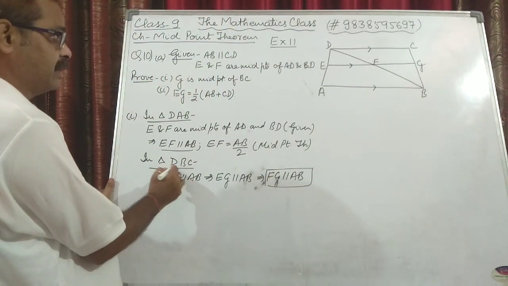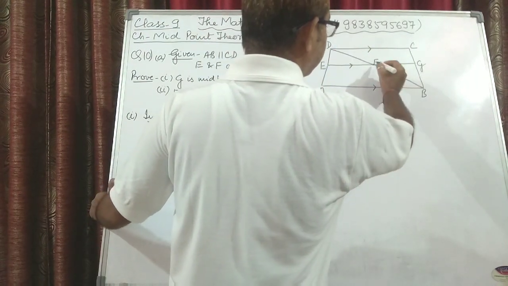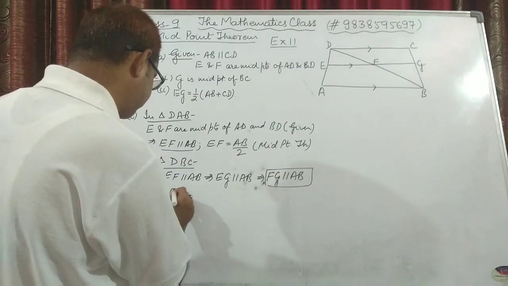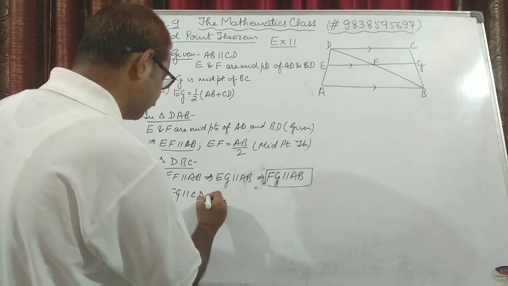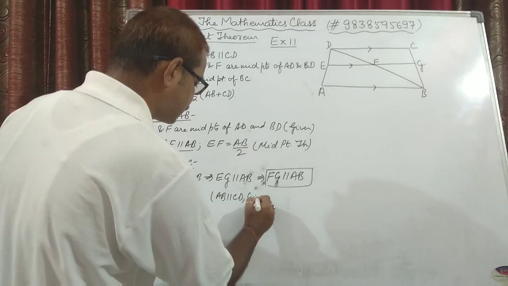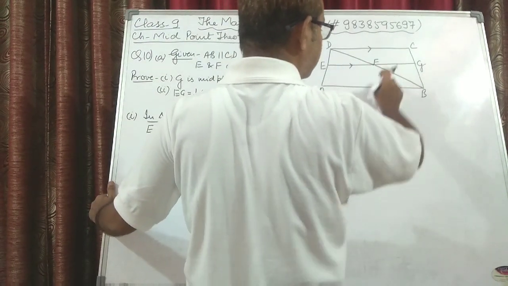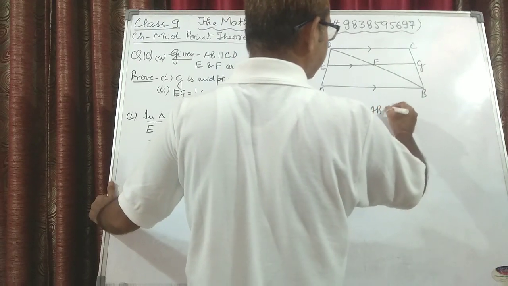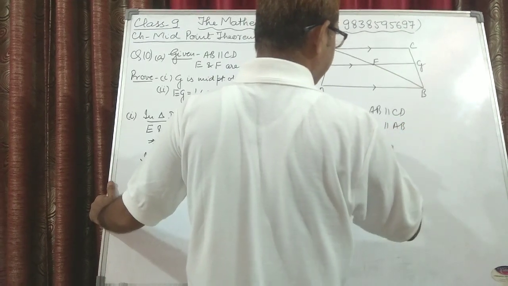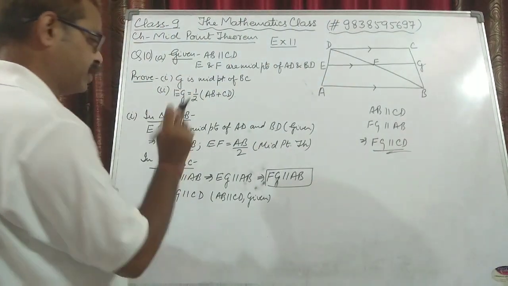Now if we consider triangle DBC, F is the midpoint of one side and FG is parallel to the third side. We can say that FG is parallel to CD. Why? Because AB and CD are parallel, and that is given. If AB is parallel to CD and FG is parallel to AB, it implies that FG is also parallel to CD. So this is what we require.